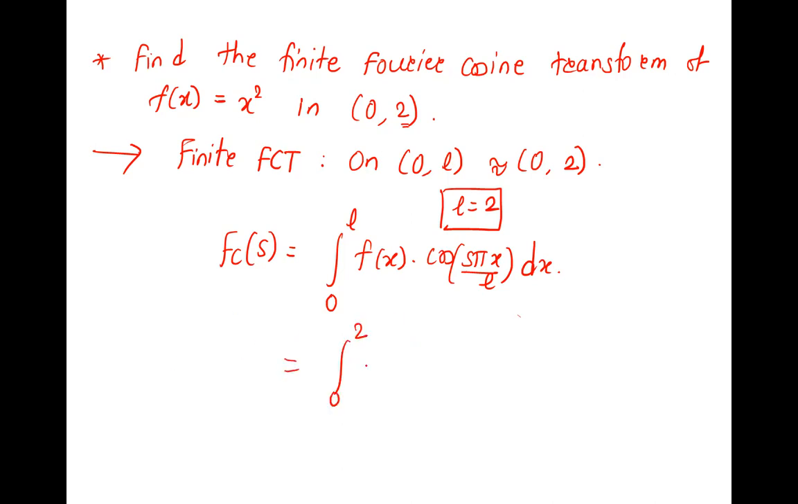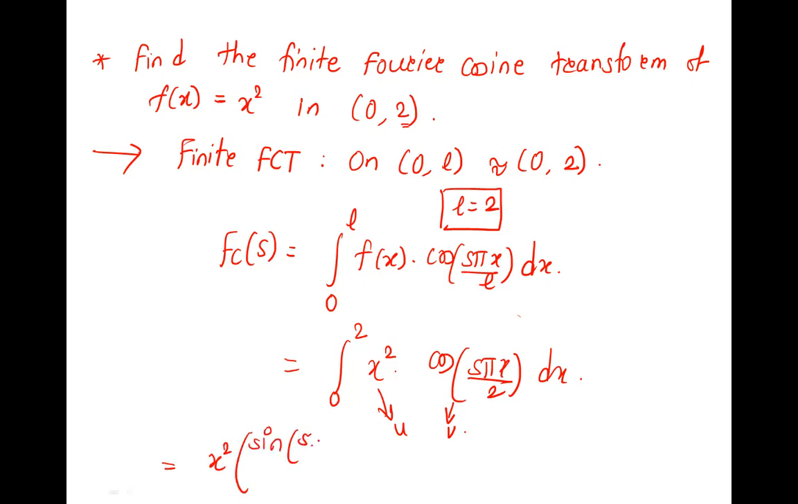0 to L, L is 2. f of x is x square into cos(s pi x upon L), L is 2, dx. How will you solve? Leibniz rule. So this is u, this is v. Do that. u into v1, integration of cos is sine. Sine(s pi x upon L) upon s pi upon L. Let me write L is 2. Upon s pi by 2.